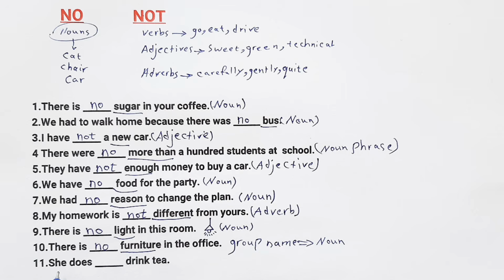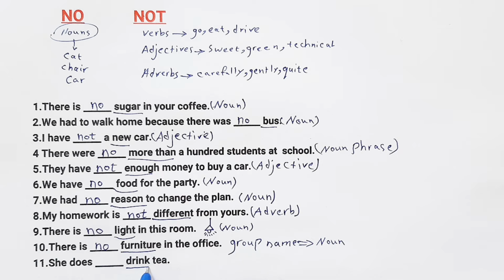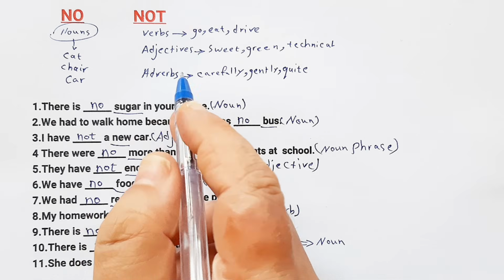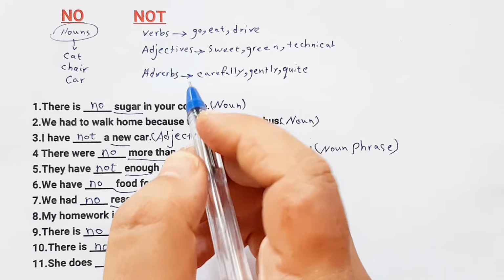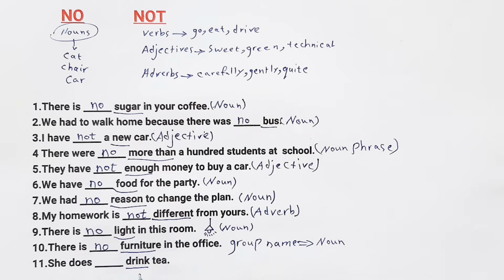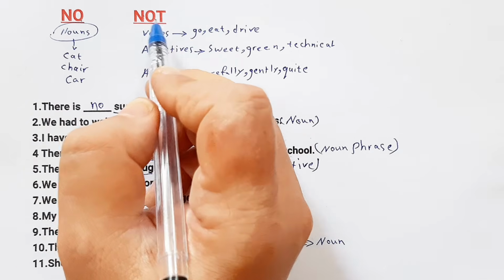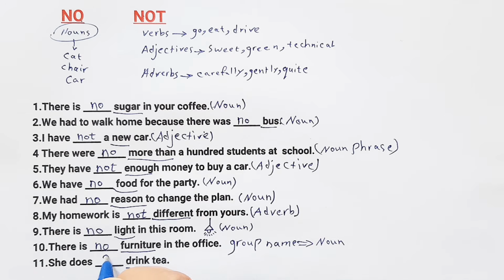The last question, she does blank drink tea. Here the keyword is drink. What is the meaning of drink and what is it? Is it an adverb, an adjective, a verb, or a noun? And which one do you use for this question? No or not? Let me know in the comments.